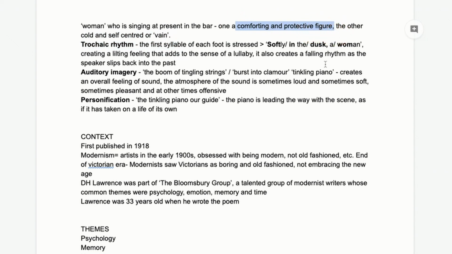He, as a child, physically sits at her feet, under the piano. So it's a very protective little space that he remembers.